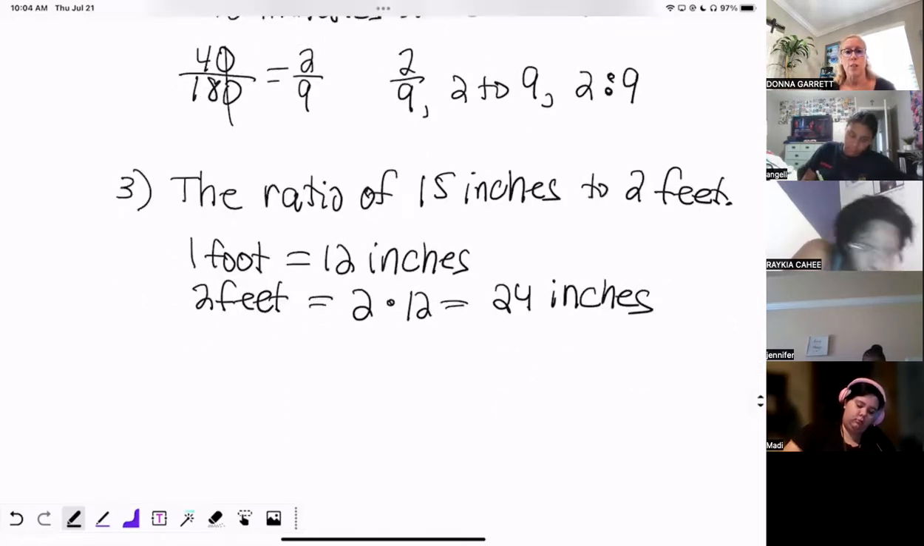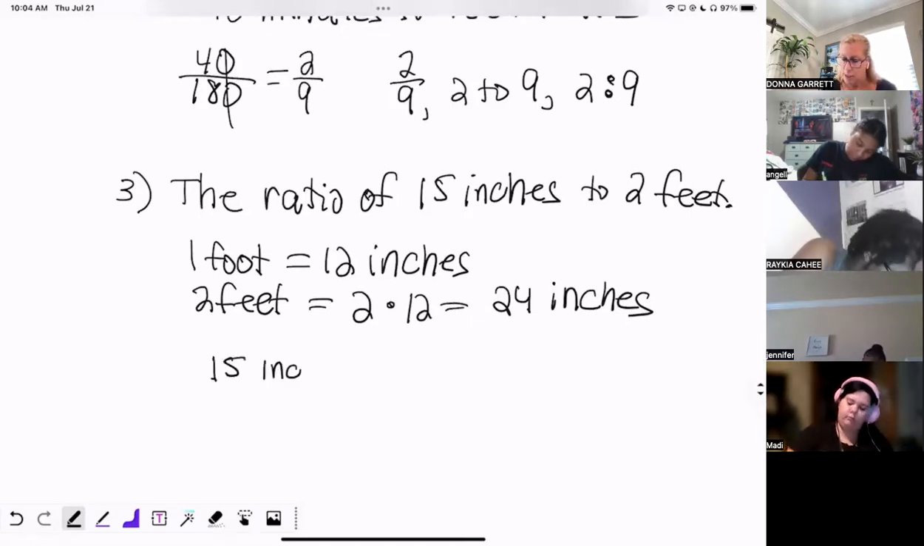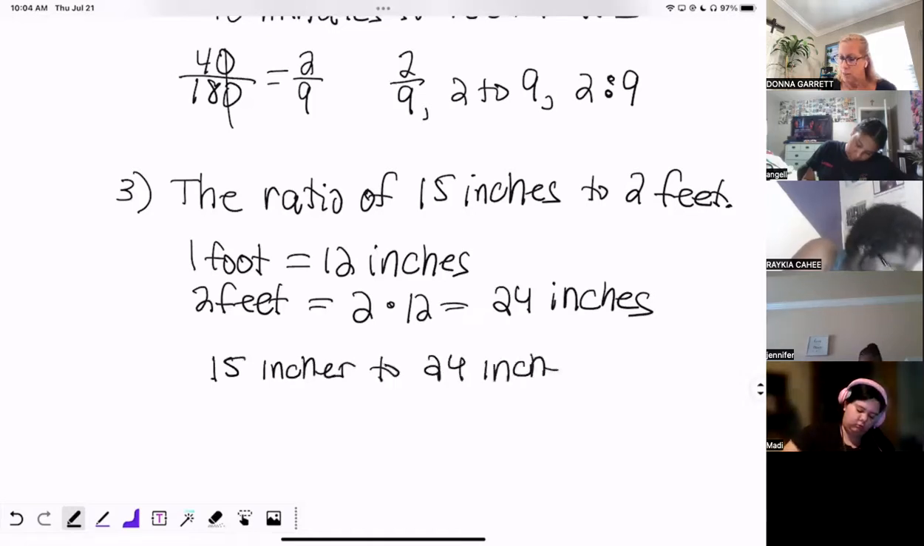So once we do our conversion, we can rewrite it. Our ratio is really 15 inches to 24 inches. And by the way, if you go backwards, let's say you decide to convert inches to feet, at the end you get the same ratio. It doesn't matter which way you convert, you get the same ratio.